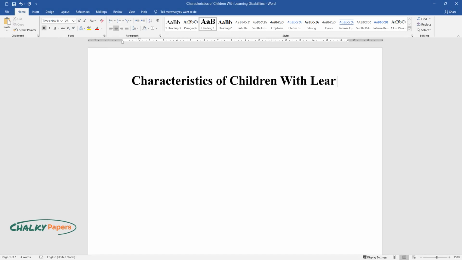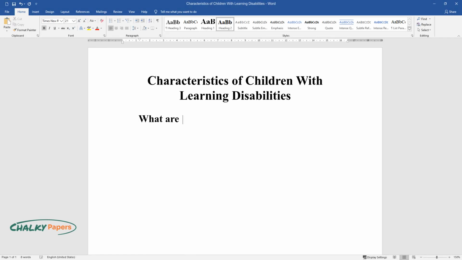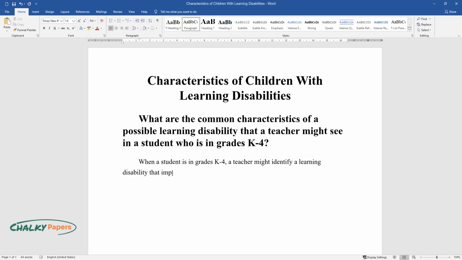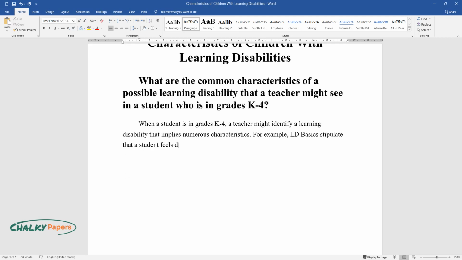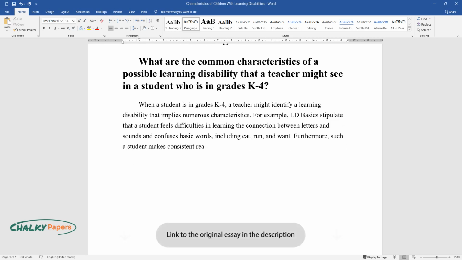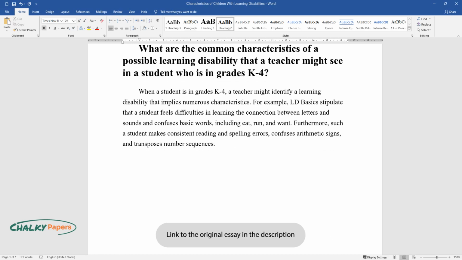What are the characteristics of children with learning disabilities? What are the common characteristics of a possible learning disability that a teacher might see in a student who is in grades K-4? When a student is in grades K-4, a teacher might identify a learning disability that implies numerous characteristics. For example, LD basics stipulate that a student has difficulties learning the connection between letters and sounds and confuses basic words, including eat, run, and want. Furthermore, such a student makes consistent reading and spelling errors, confuses arithmetic signs, and transposes number sequences.